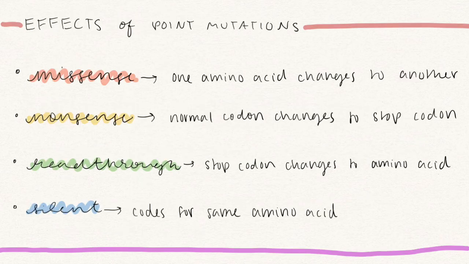These mutations have 4 different effects on the end product: missense, nonsense, read-through, and silent. Missense is when the point mutation causes an amino acid to be changed to a different one. Nonsense is where a normal codon changes to a stop codon. Read-through is the changing of a stop codon to an amino acid, so translation continues to occur. And silent is when the mutation has no effect on the final product because the mutation coded for the same amino acid.